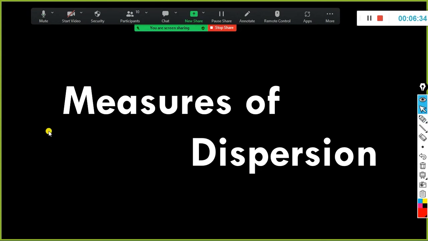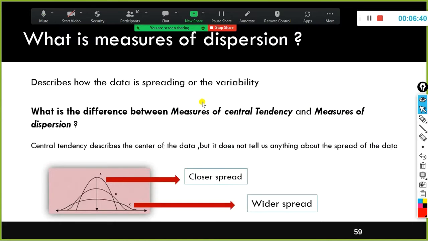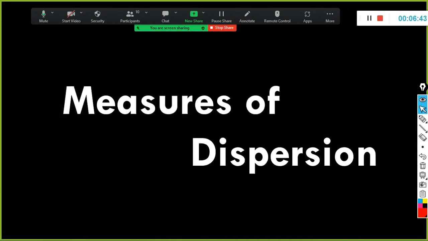I'll just walk you through it quickly. If somebody asks you what is the difference between measures of central tendency and measures of dispersion, how will you answer it? With the measures of central tendency, the mean, median, mode, we are very particular about the central location of the data, but it is not helpful to tell us anything about the spread of the data.